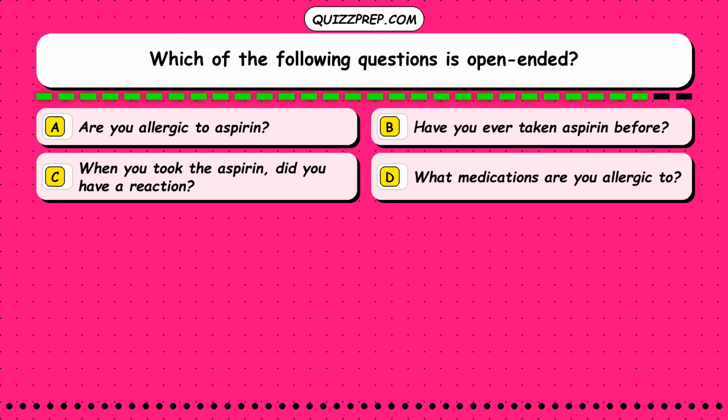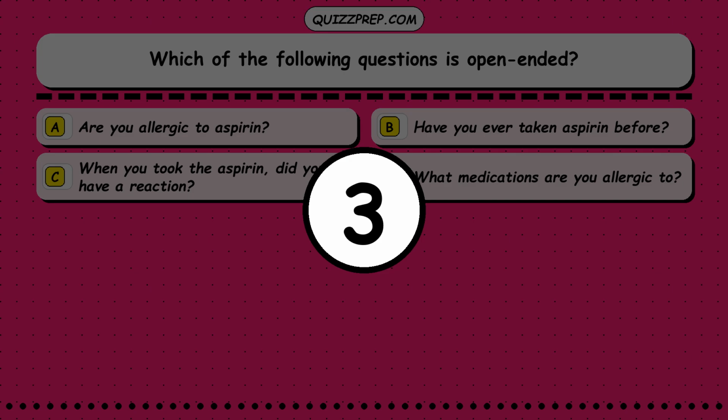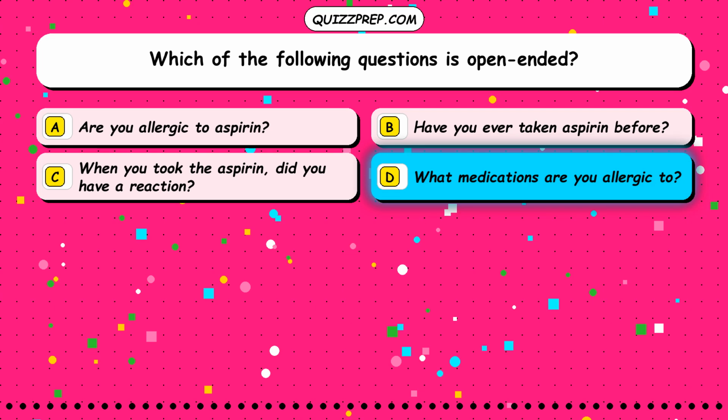Question 214. Which of the following questions is open-ended? Option A, are you allergic to aspirin? Option B, have you ever taken aspirin before? Option C, when you took the aspirin, did you have a reaction? Option D, what medications are you allergic to? The correct answer is option D, what medications are you allergic to?